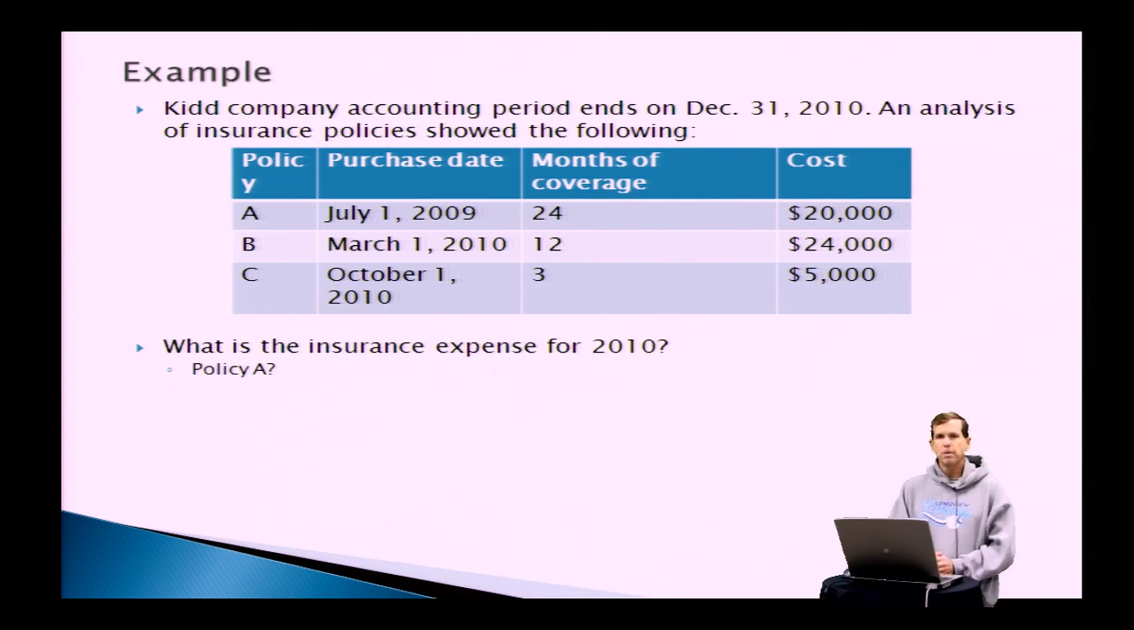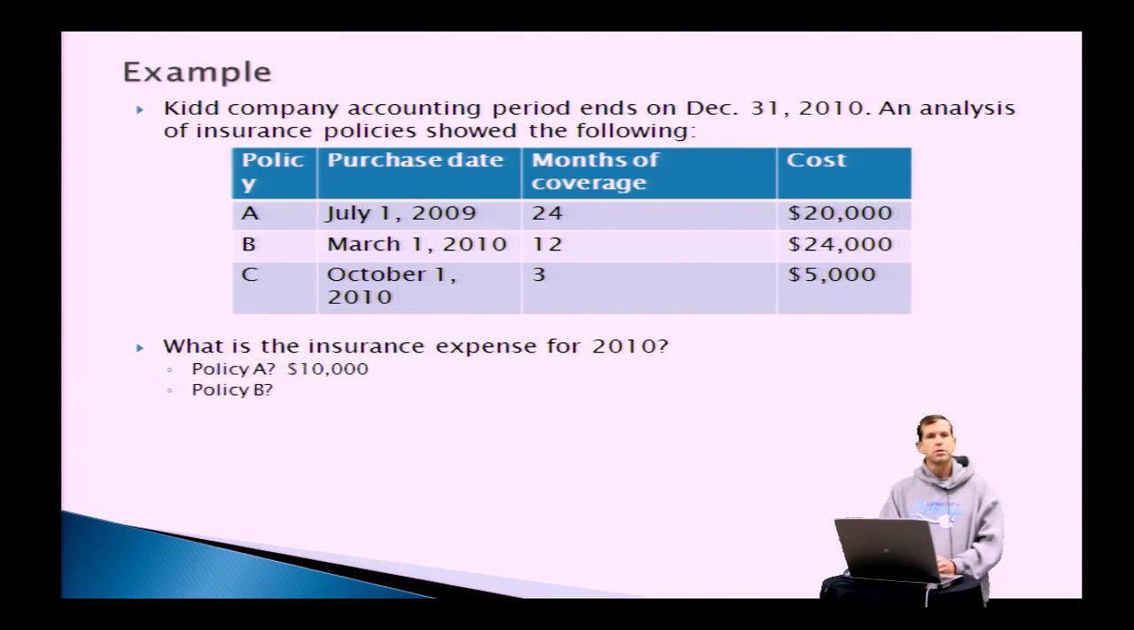Well, how much of this policy did we use up in the period January 1st, 2010 to December 31st, 2010? Well, obviously we used up 12 months of the policy, didn't we? 12 months of the policy is half the policy because it's a 24-month policy. The cost was $20,000. So what was our insurance expense in the accounting period 2010 for policy A? It was $10,000. It was half of it. All right, let's go to policy B.